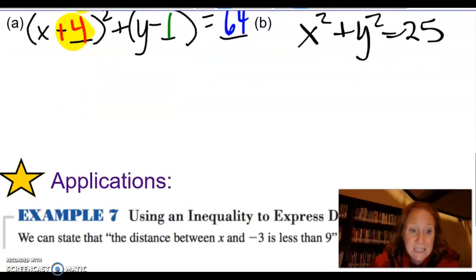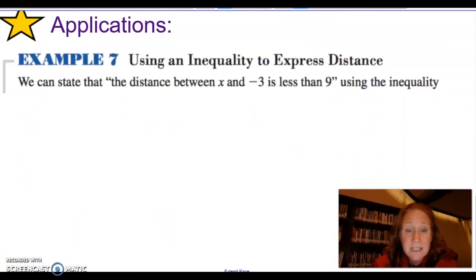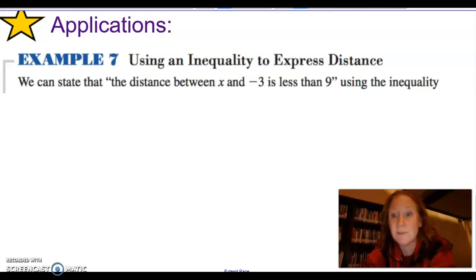All right, so let's see. Now we can state the distance between x and negative 3 is 9 using the inequality. What? Hold on, I gotta think about that one. Ha! That's a totally new topic. Who wrote those notes? Probably me.